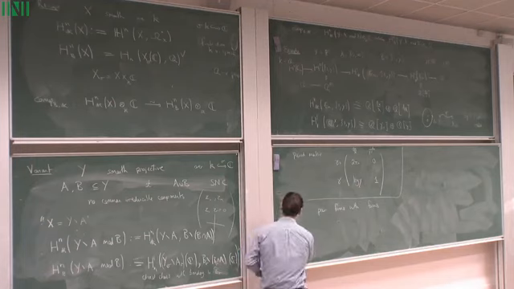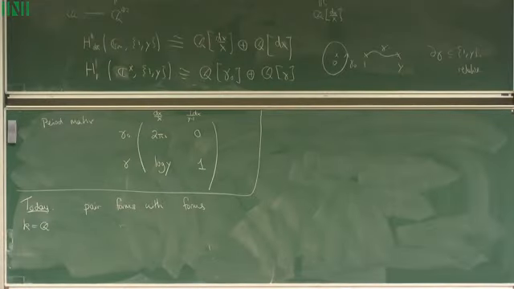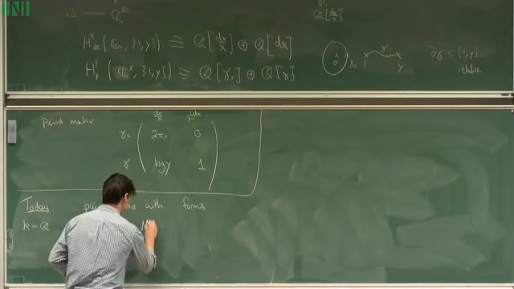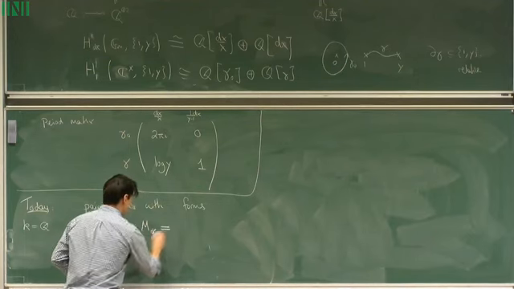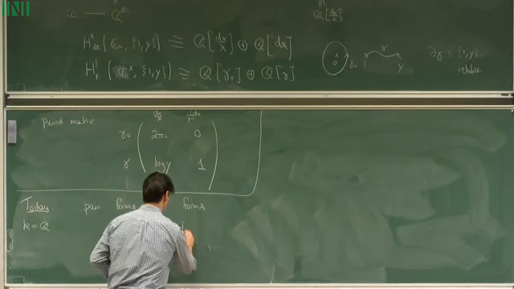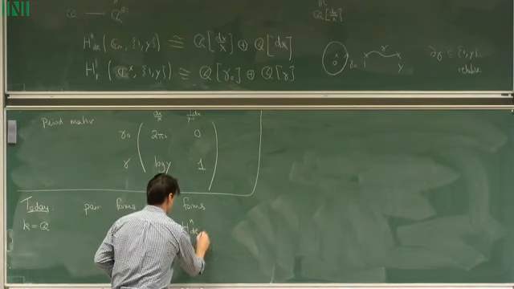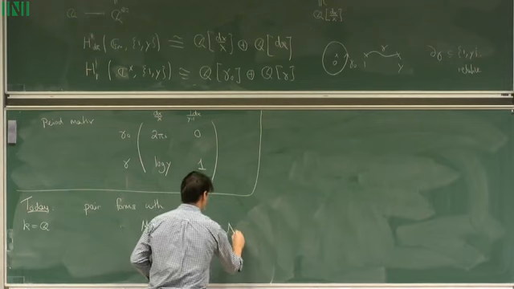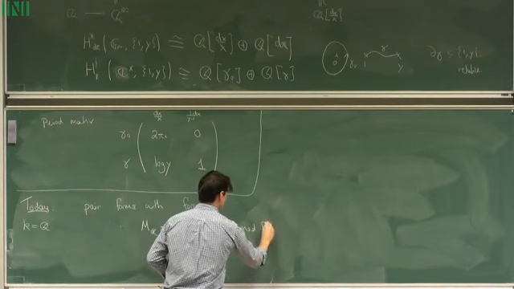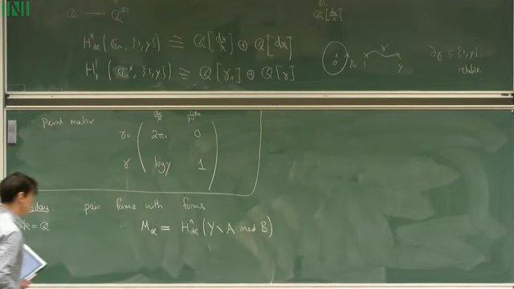But to make life easier, I'm going to just take the case K equals Q. And the details are all in the literature if you're interested. So to make notation even simpler, I'm now going to write M de Rham, so I've triplicated notations, which is very bad style.